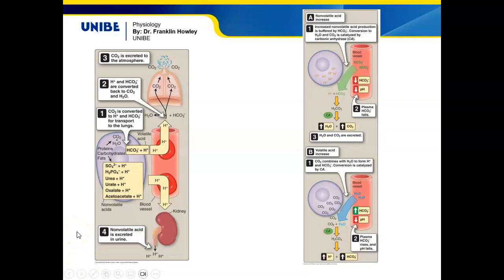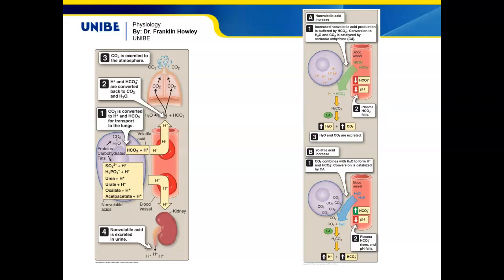If I look at the picture to the left, we see that throughout our day, we're going to degrade proteins, carbohydrates, and fats, which can either give us CO2 and water, or different organic compounds which form acids. These acids, like sulfate, phosphate, urate, oxalate, acetate, with the hydrogen are what we call non-volatile or fixed acids. The fixed acid will be secreted, taking the hydrogen, and we eliminate the hydrogen throughout the urine. So we're eliminating the hydrogen as hydrogen.